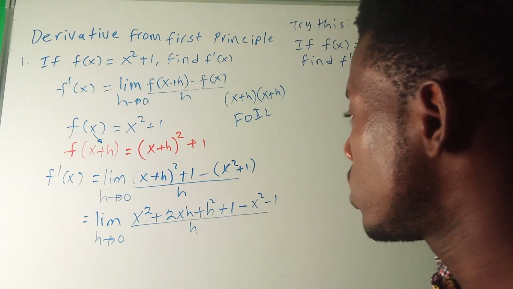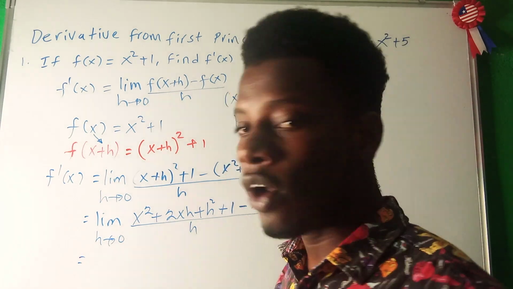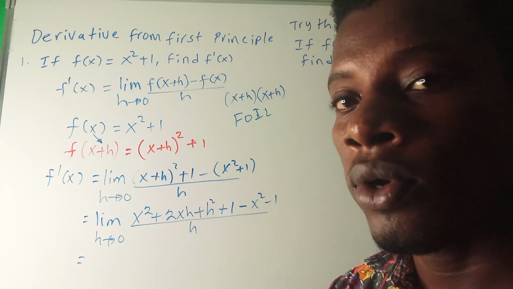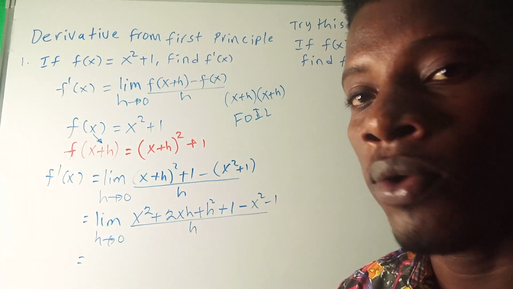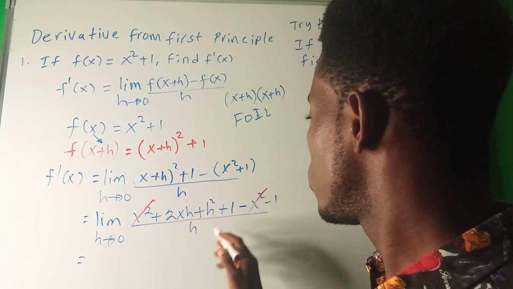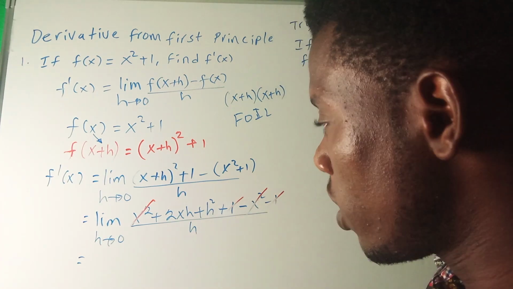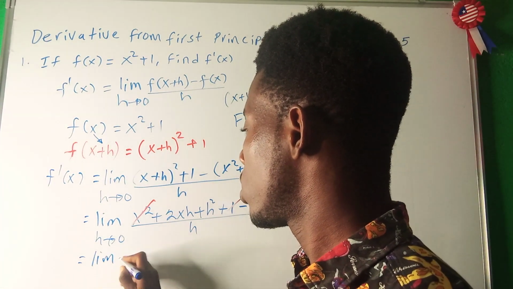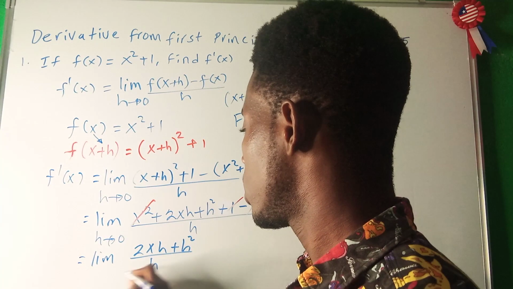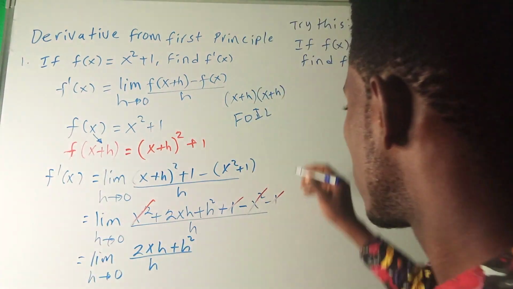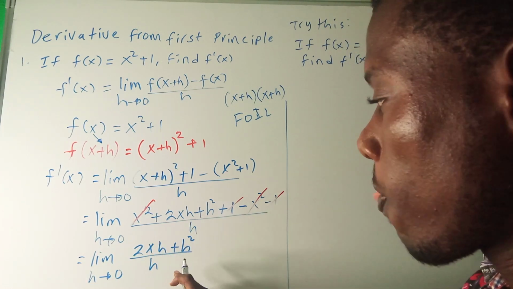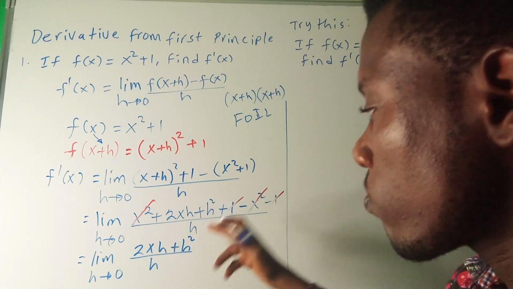Once we do that, we can simplify. It is very important to know that at this point, all of the terms without h are going to cancel out. So x squared and x squared cancel out, and then 1 and negative 1 cancel out. You'll be left with the limit of 2xh plus h squared all divided by h, as h approaches 0. To simplify this, we can factor out an h from the numerator, or we divide each term by h. We have the very same thing.